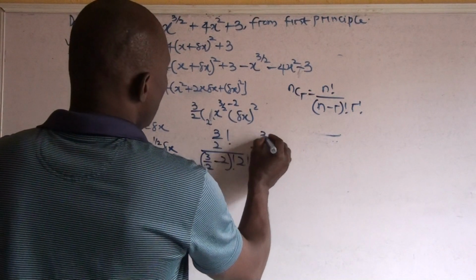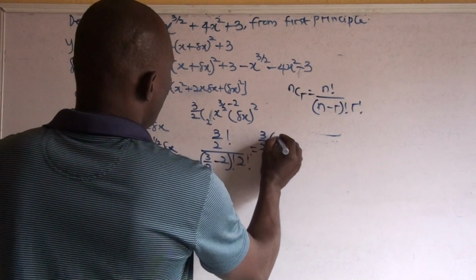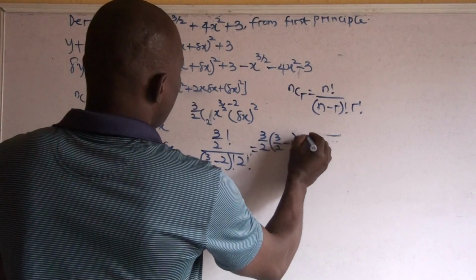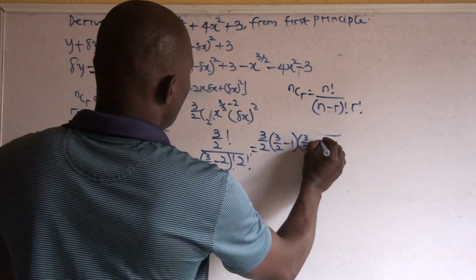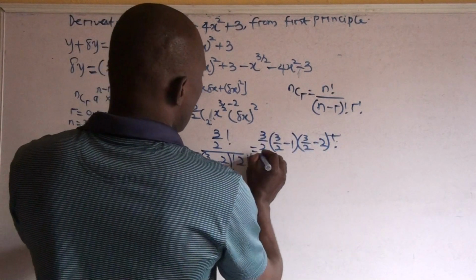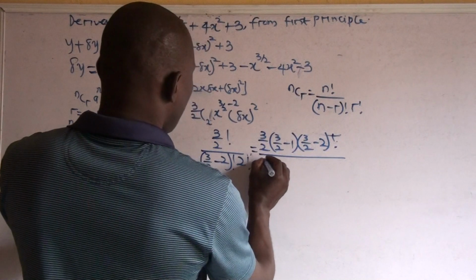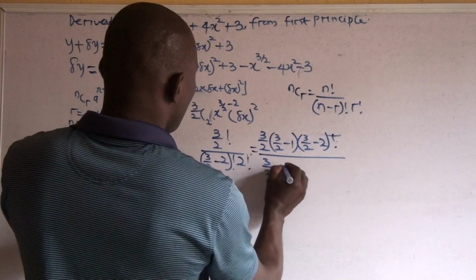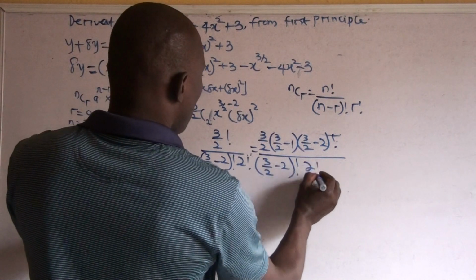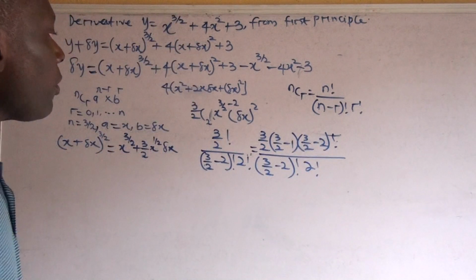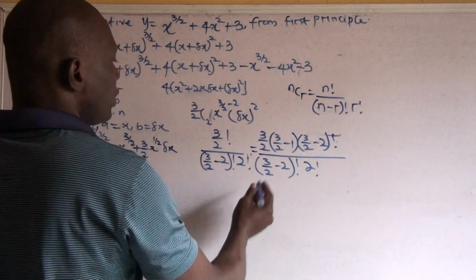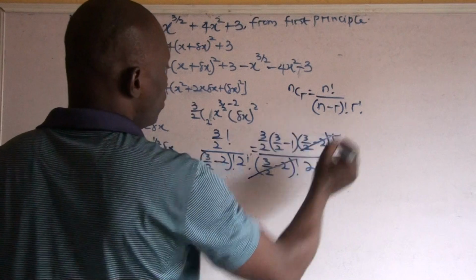So this will become 3 over 2, open bracket 3 over 2 minus 1, open bracket 3 over 2 minus 2. Since we have gotten to this, put our factorial here, divide by 3 over 2 minus 2 factorial, bracket 2 factorial. Here we are ending, so it ought to have continued, but since we have the same thing here, they can just go off.